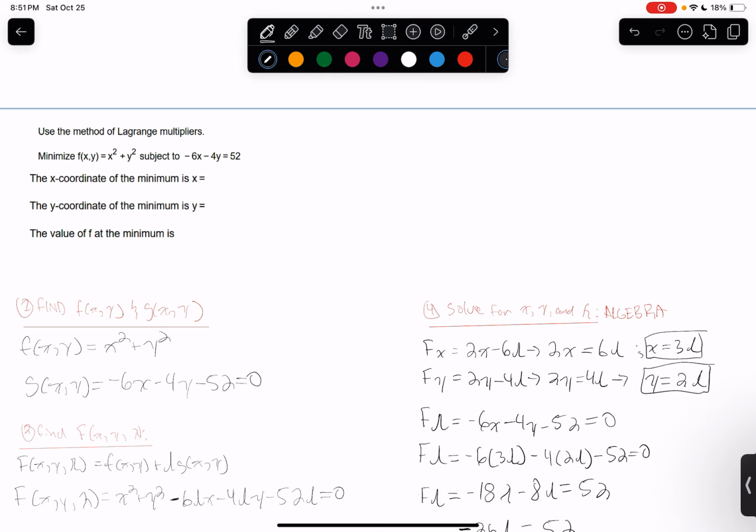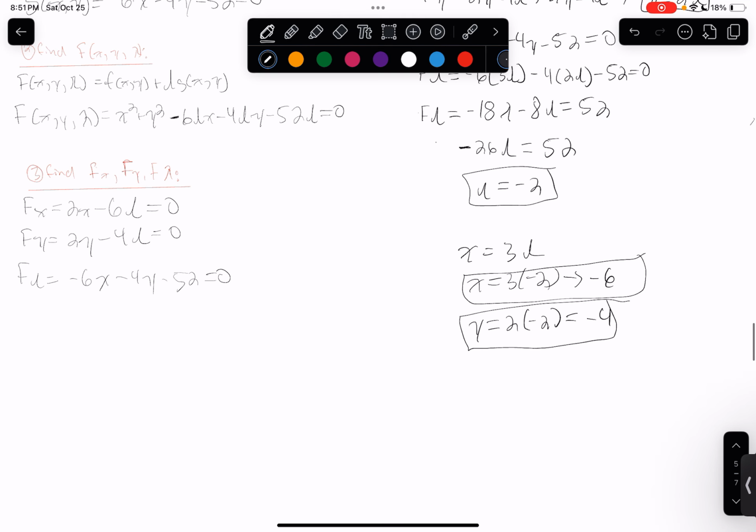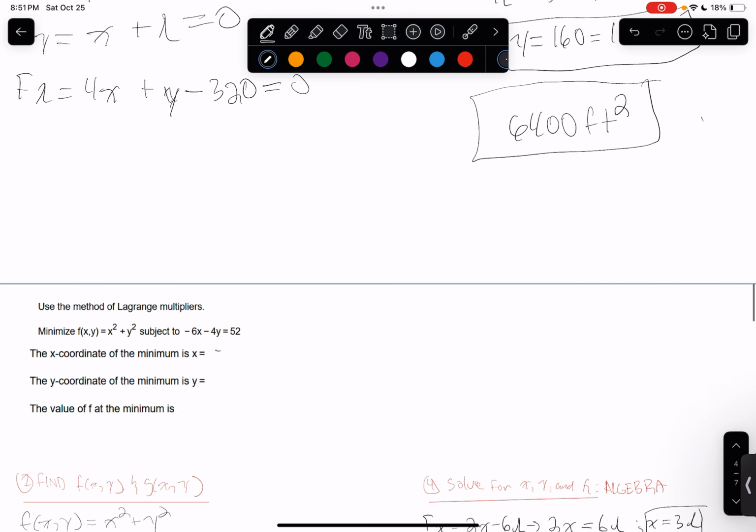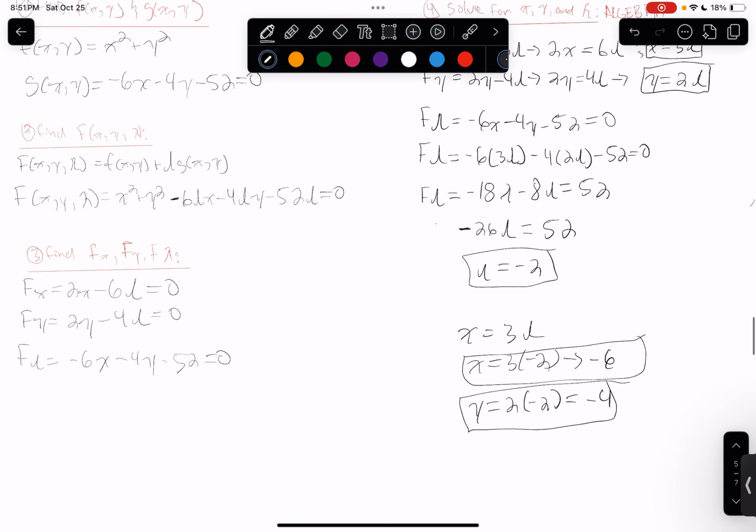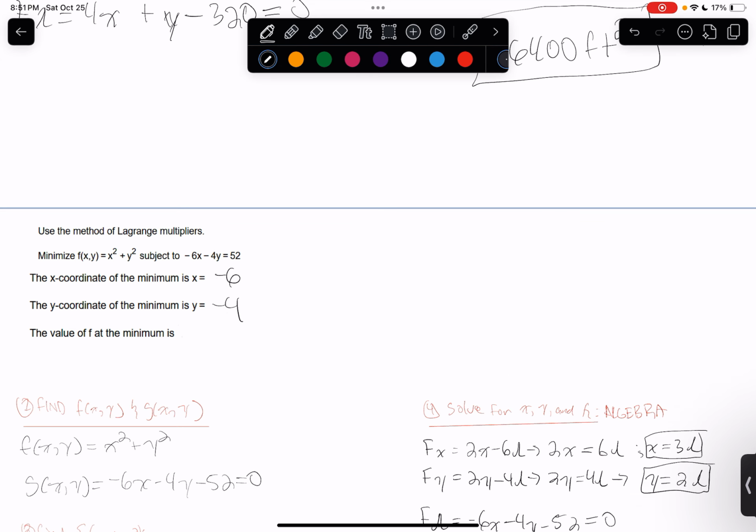The x coordinate of the minimum was, what did we say it was? Negative 6. Good job. The y coordinate, negative 4. We plug that in here. All right, the value of f at the maximum is, could you guys guess? All right. The value is going to be whatever we plug x and y into the function that we want to maximize and minimize. So don't forget that the function we want to maximize and minimize is our f of x, y rather, excuse me.